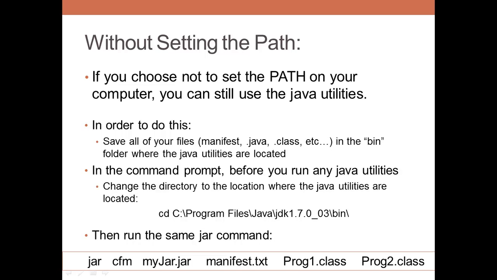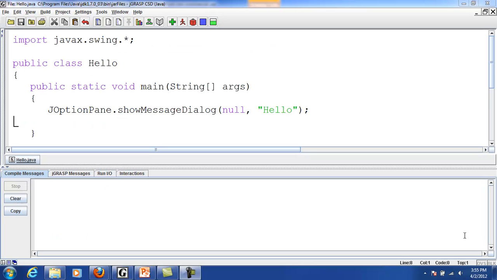In the command prompt, before you run any Java utilities, you'll need to change the directory to the location where these Java utilities are located. So use the cd command and then you can see the location of my Java utilities there. So then we can run the same jar command that you've seen before. So the sample that I'm going to show you is going to be without setting the path.